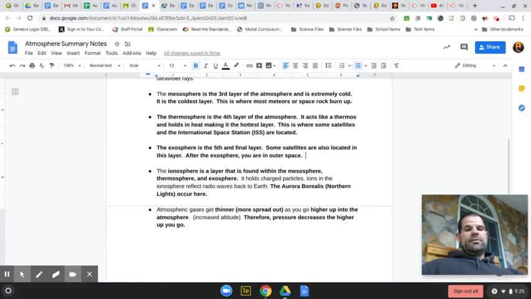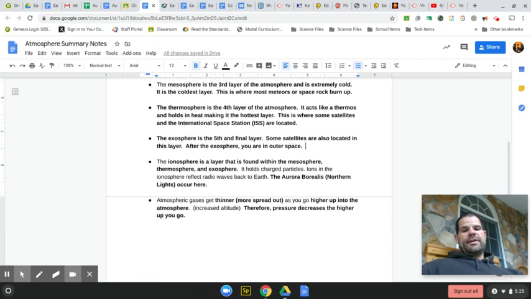If we continue going up, the mesosphere is the next layer. That's the third. And that is the coldest of the layers. The temperature will reach the lowest there. And that's also where meteors or space rock burn up. Now you have to think, we have rock that flies in from outer space that enters our atmosphere. And when it enters our atmosphere, it's kind of like if you watch me, I'm rubbing my hands together here.